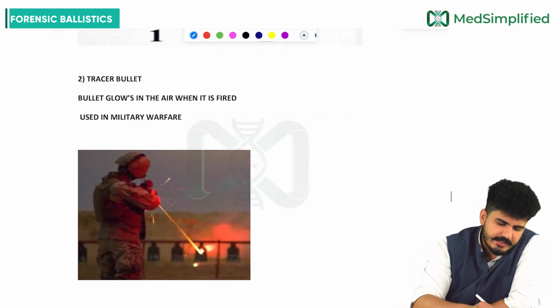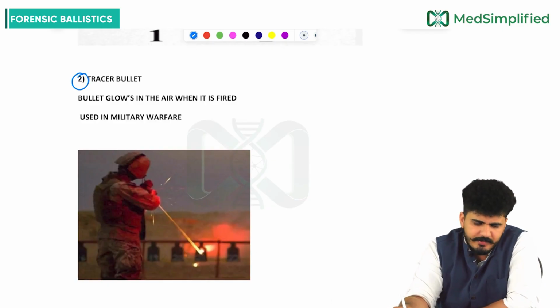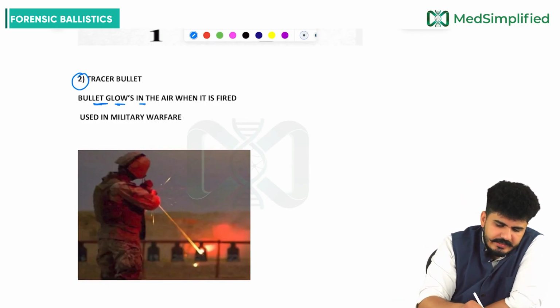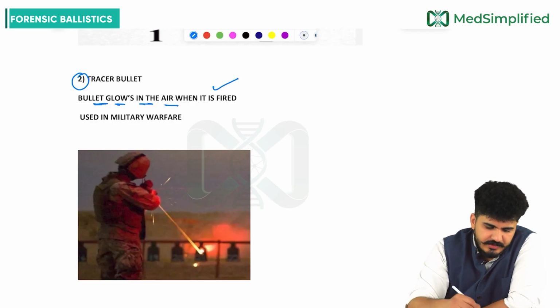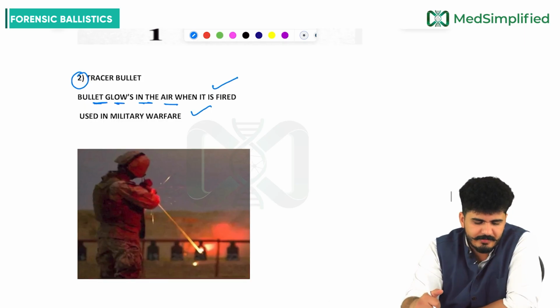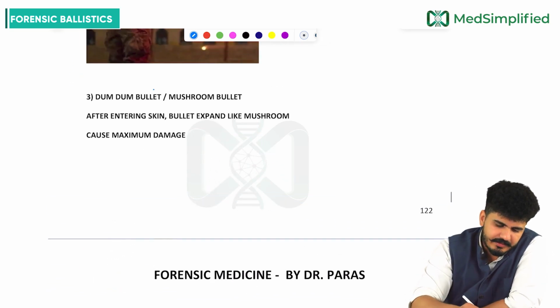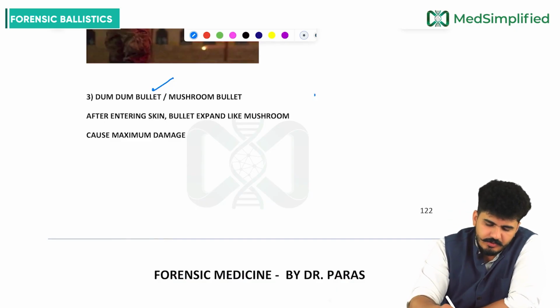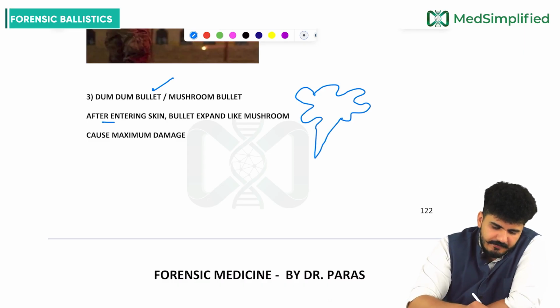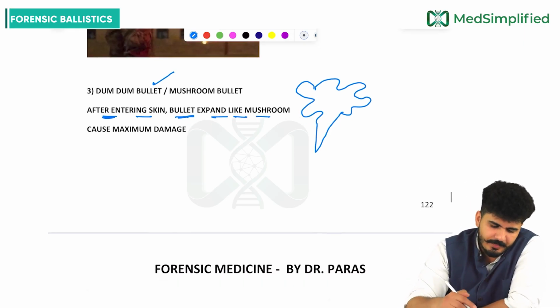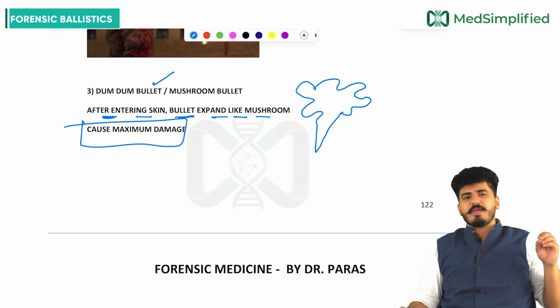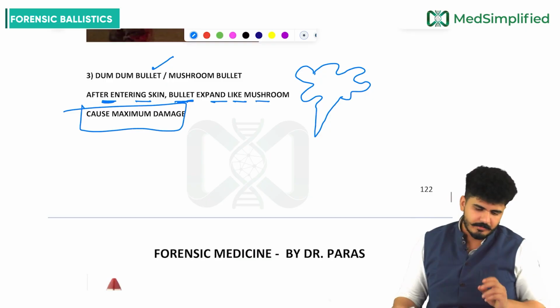The second type of bullet is the tracer bullet. What do you mean by tracer bullet? The bullet glows in the air when it is fired. It is used in military warfare. This way you can easily trace where the bullet is coming from. Then the third type of bullet is the dum-dum bullet, also called the mushroom bullet. After entering the skin, the bullet expands like a mushroom and causes the maximum damage, my dear friends.